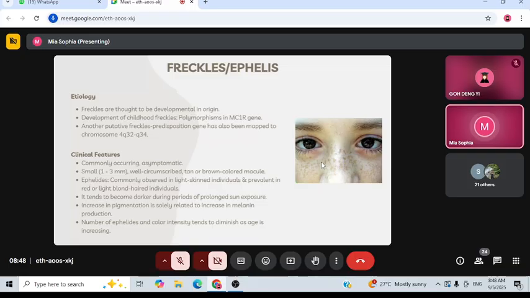A key characteristic of freckles is their response to sun exposure. They tend to darken with prolonged sunlight, but will gradually fade with age. This change in pigmentation isn't due to an increase in the number of melanocytes, but an increase in the melanin production.